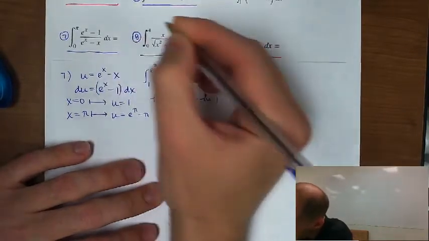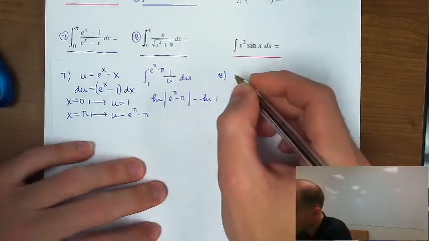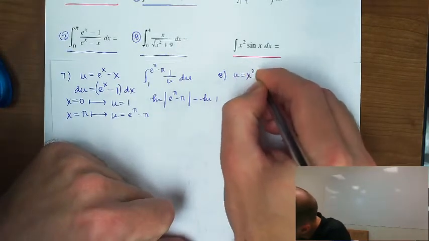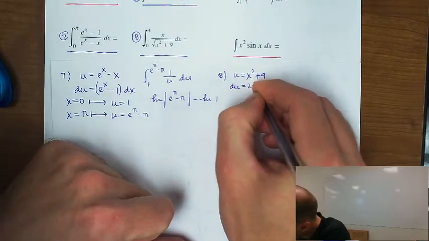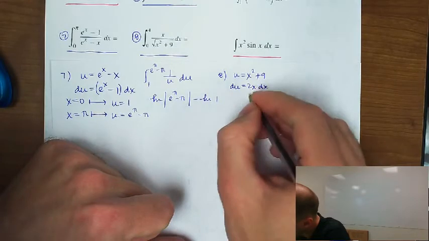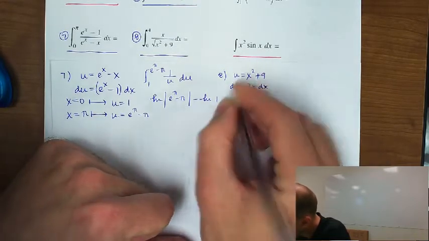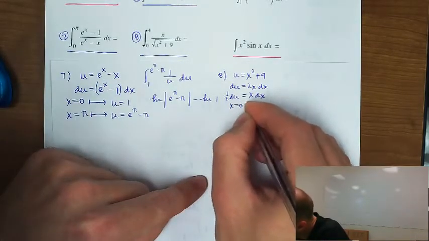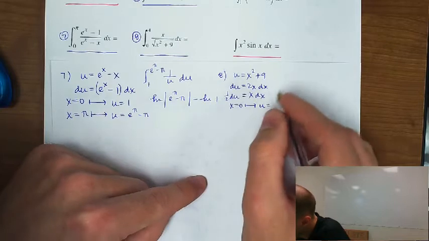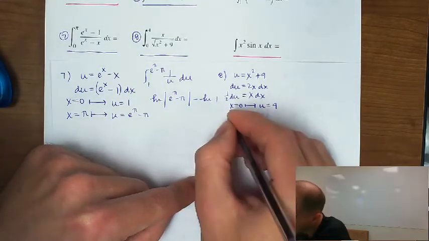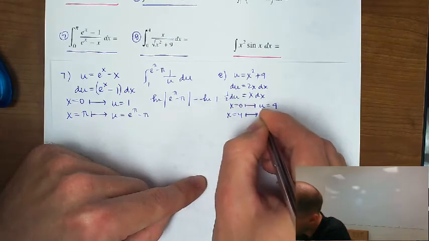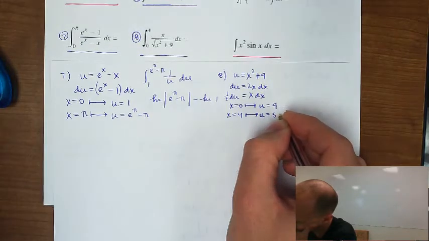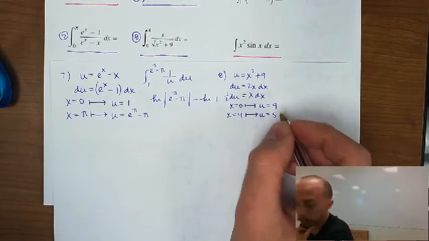All right, for number 8, I'm going to let u be x squared plus 9. So that du is 2x dx. All I have is x dx, so that's going to be half of du. Okay, change the bounds. When x equals 0, that goes to u equaling 9. And when x is 4, u will be 16 plus 9, which is 25. So u is equal to 25.